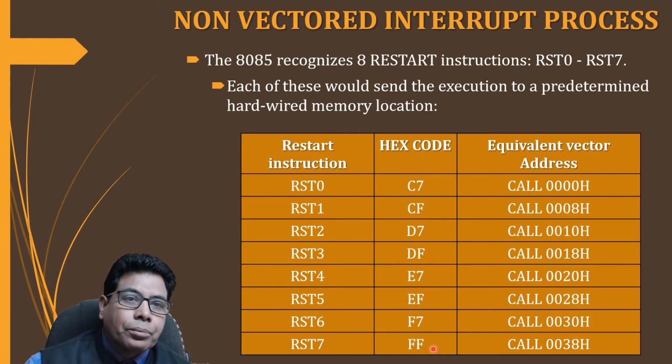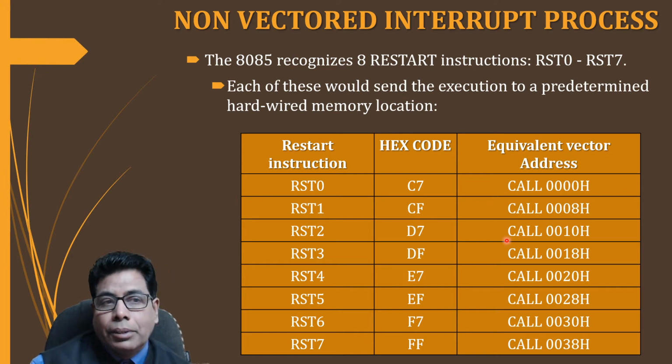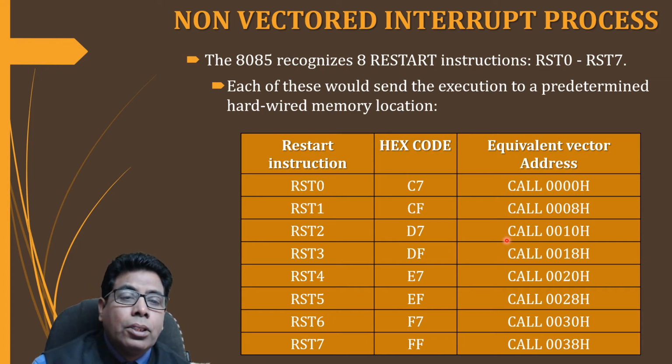Then let us see how we can give the address with the help of the restart instruction. Now the 8085 has 8 restart instructions, RST0 to RST7, and these will be used to send the execution to a predetermined hardwired memory location.